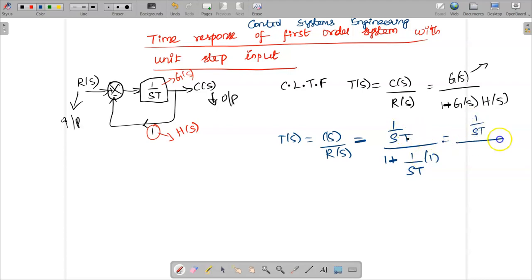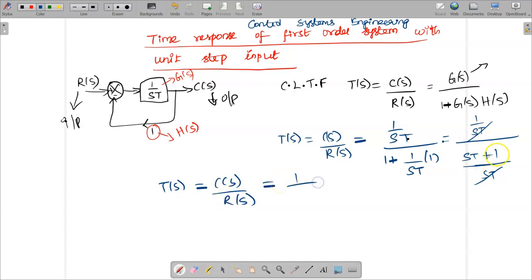Numerator you can keep as it is. Denominator, when you see the denominator term, the common LCM is sT. So multiply this term with sT. So 1 into sT will become sT. So this term is already having the denominator as sT, so no need to multiply anything, just write as it is. Okay. So once you have written like this, we know that this term gets cancelled. So final transfer function is nothing but C of s by R of s, which is given by 1 by, I can write this term as sT plus 1. Okay. So this is your T of s.